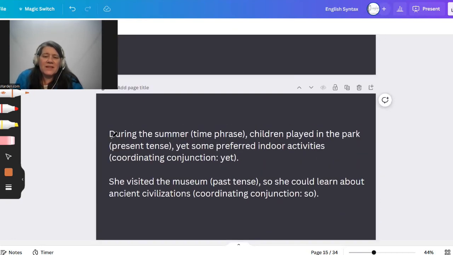Next, we have during the summer. That's our time phrase. Children played in the park. Some preferred indoor activities. We're using the coordinating conjunction yet. All right. Yet is another word for but in this sense. But and yet talk about things that do not agree. Okay? And talks about things that agree.